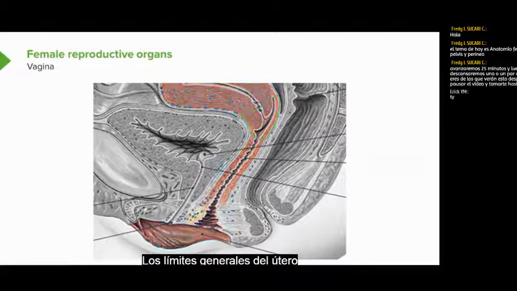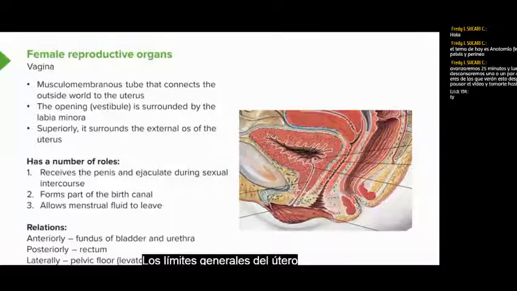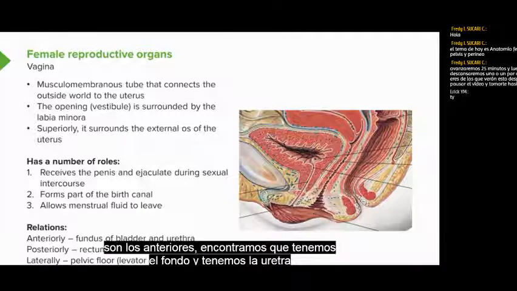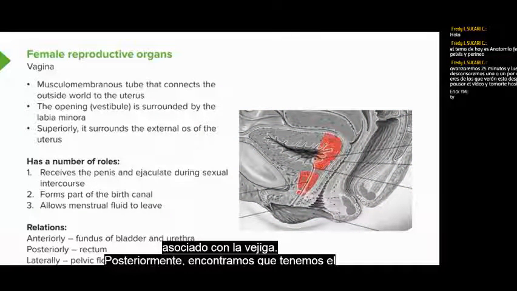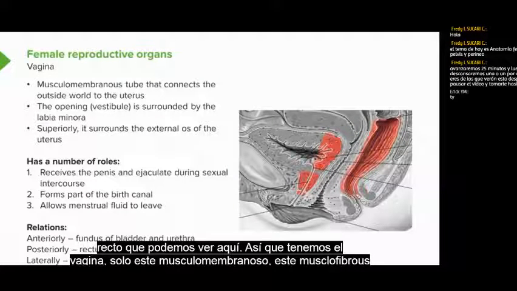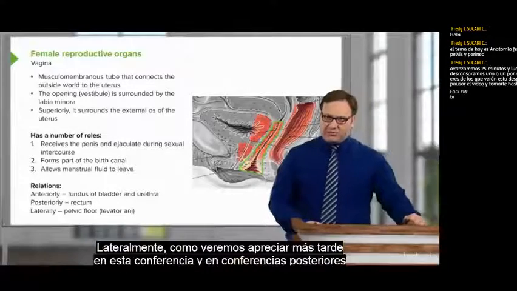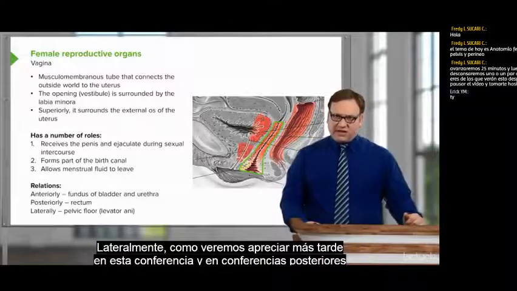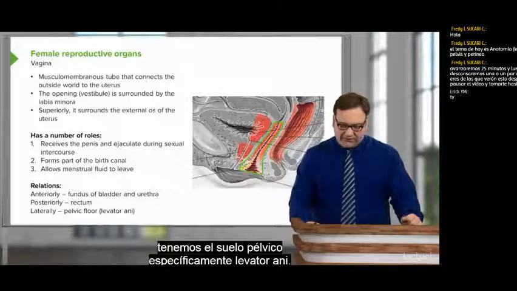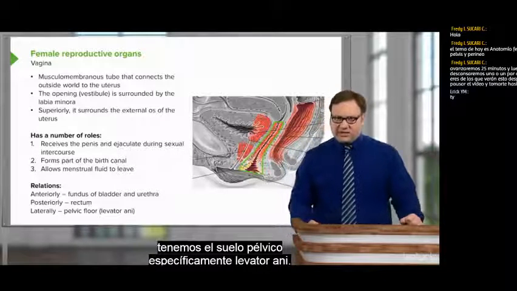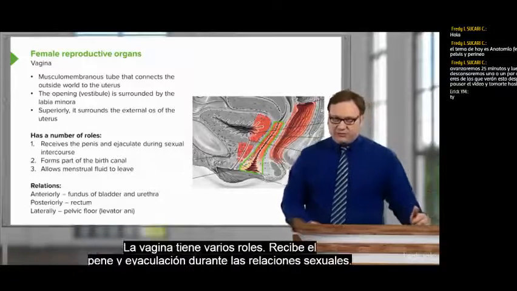The general boundaries of the vagina are that anteriorly we have the urethra associated with the bladder. Posteriorly we find we have the rectum, which we can see here. So we've got the vagina, just this musculo-fibrous tube, which we can see in between these two structures. Laterally, as we'll come to appreciate later in this lecture and in subsequent lectures, we have the pelvic floor, specifically levator ani.